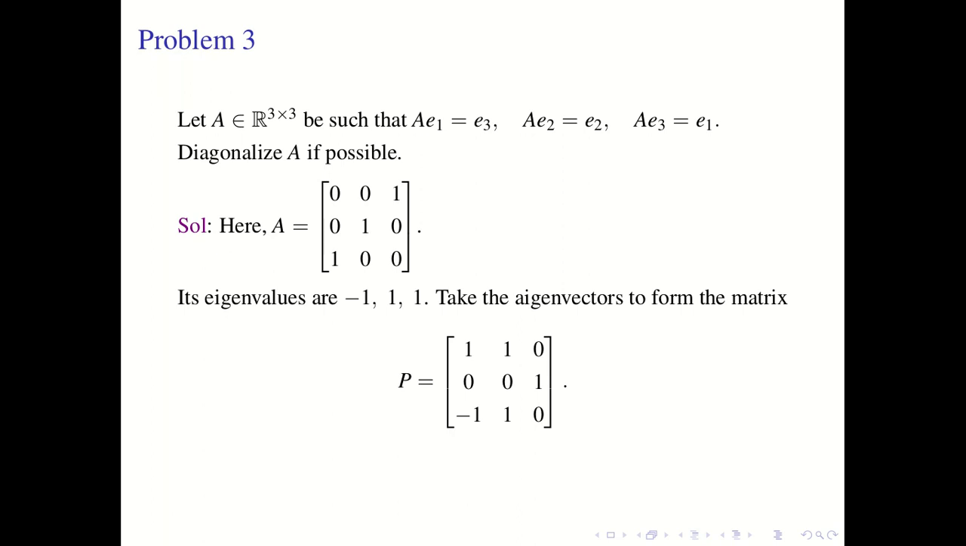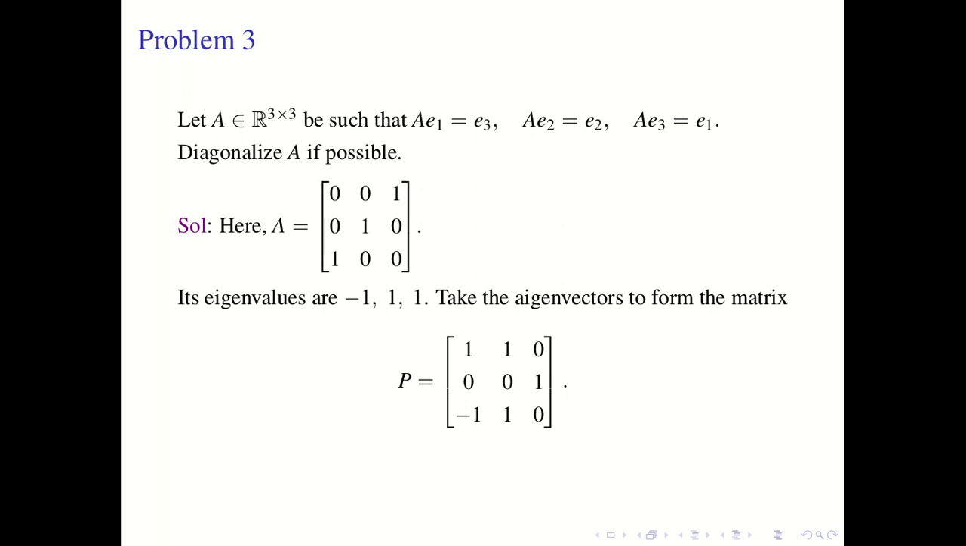Now, take the eigenvectors. For each eigenvalue, solve the system Ax equal to lambda x, and then find eigenvectors. You can see that (-1, 0, -1) is an eigenvector corresponding to the eigenvalue -1, and (1, 0, 1) and (0, 1, 0) are eigenvectors corresponding to eigenvalue 1. So we have got 3 linearly independent eigenvectors.